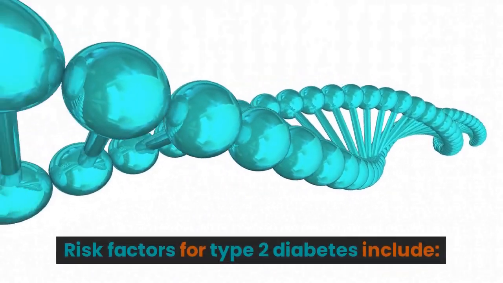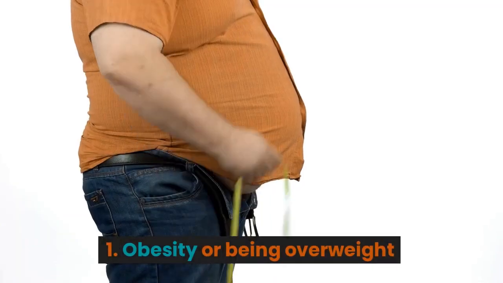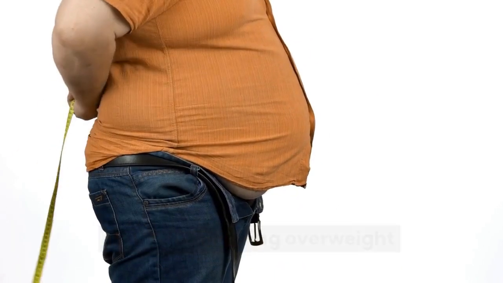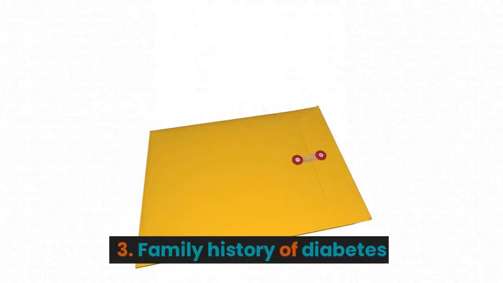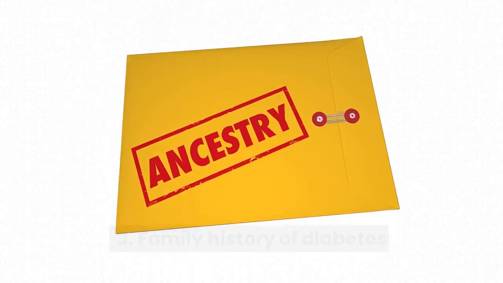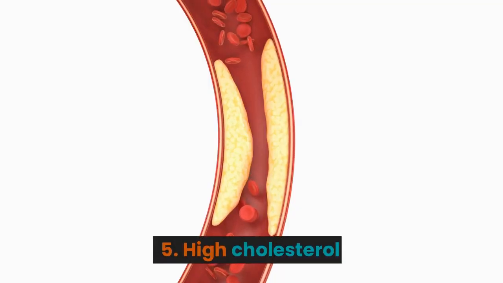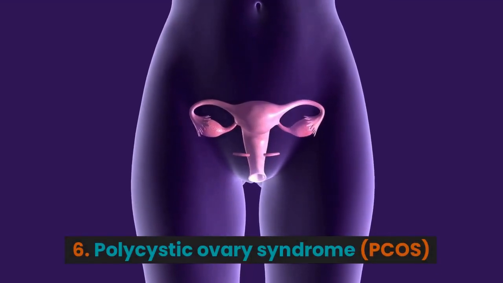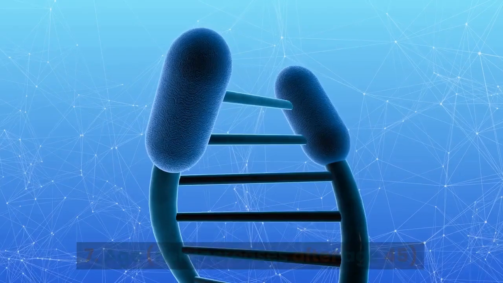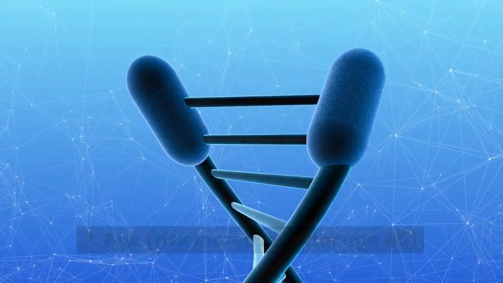Risk factors for type 2 diabetes include: 1. Obesity or being overweight. 2. Lack of physical activity. 3. Family history of diabetes. 4. High blood pressure. 5. High cholesterol. 6. Polycystic ovary syndrome, PCOS. 7. Age. Risk increases after age 45.